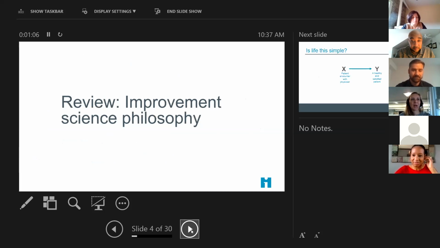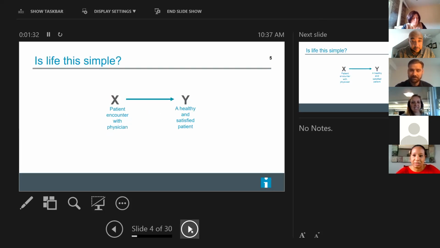I'm not going to go into a philosophical talk right here, but I always like to ground myself before I think about even the model for improvement and some of the principles that are really important to think about. The reason I do that is because when I find myself getting stuck on aim statements or driver diagrams, I come back to, well, what is it that I'm really trying to do? What are the lenses of the world that I need to think about as I approach my work? So this will be pretty fast.